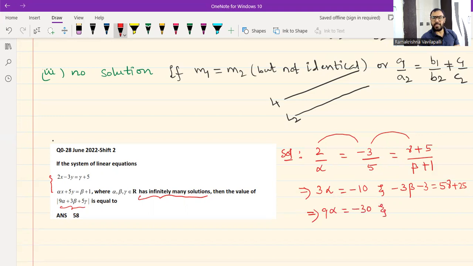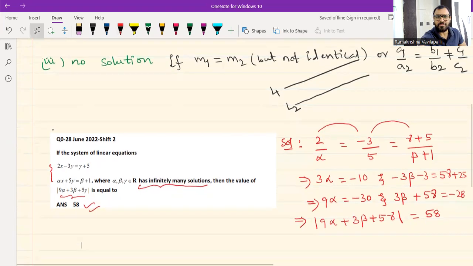And bringing this minus 3 beta this side, so 3 beta plus 5 gamma equal to, you will get minus 28. So now adding these two equations, this implies that modulus of 9 alpha plus 3 beta plus 5 gamma equal to, you will have 58 for infinitely many solutions. If you want a unique solution, right?